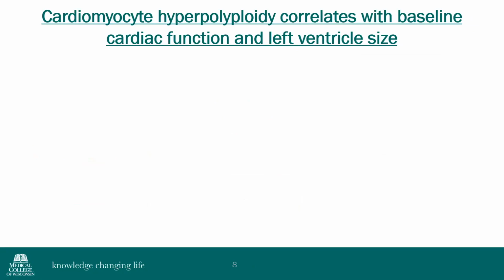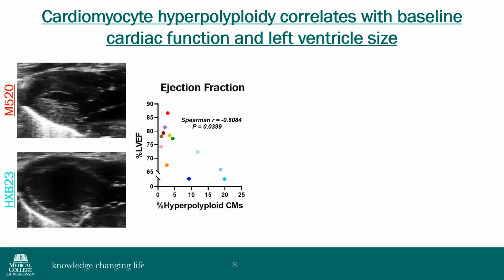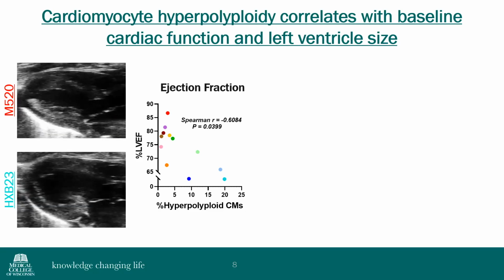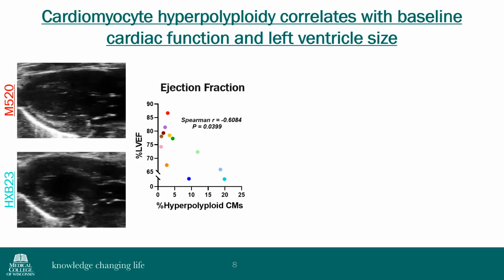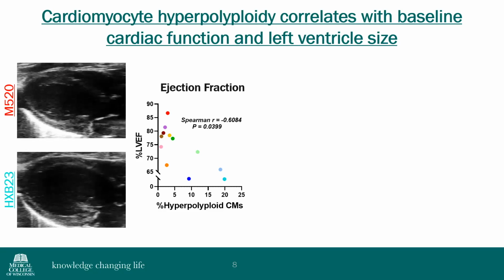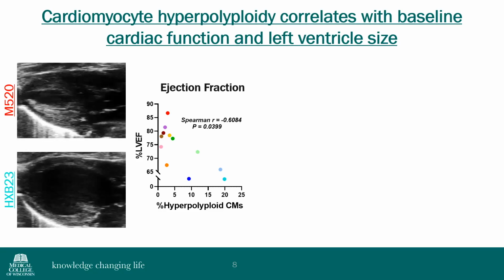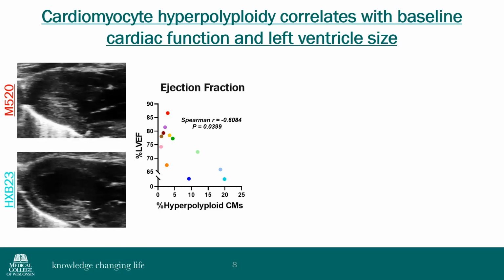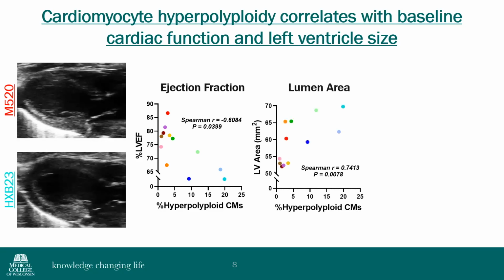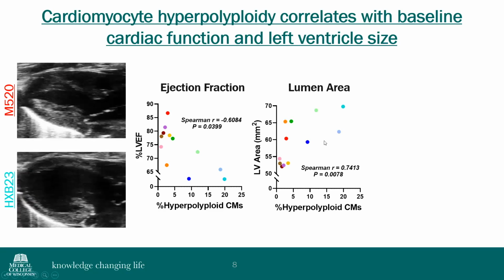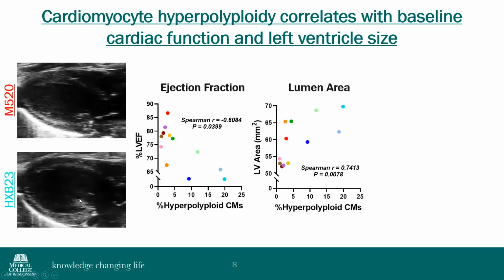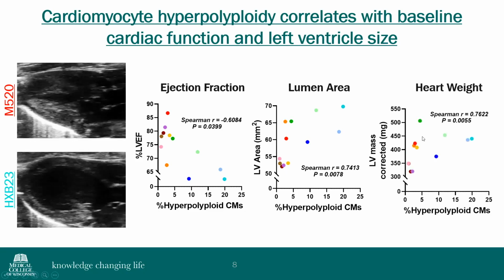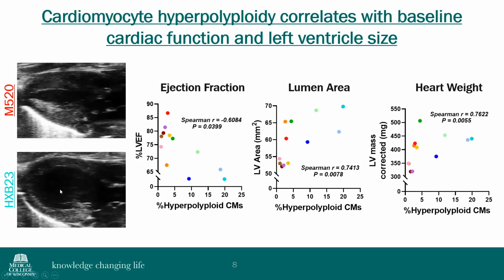So I was excited to find that there were indeed correlations here with left ventricular ejection fraction, which is a clinically relevant measurement that is basically looking at the amount of blood that is being pumped out of the heart each time it beats. In addition to this correlation, there were also correlations with the left ventricular area, so the amount of space that's within the chamber. And also with left ventricular mass, which is just a measure of the left ventricle weight.